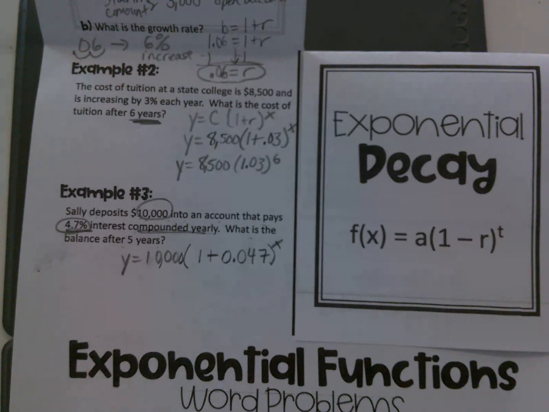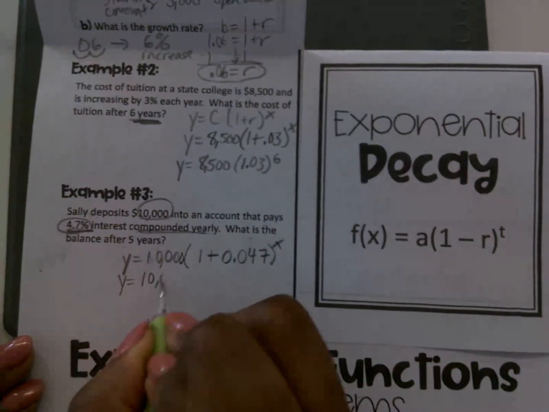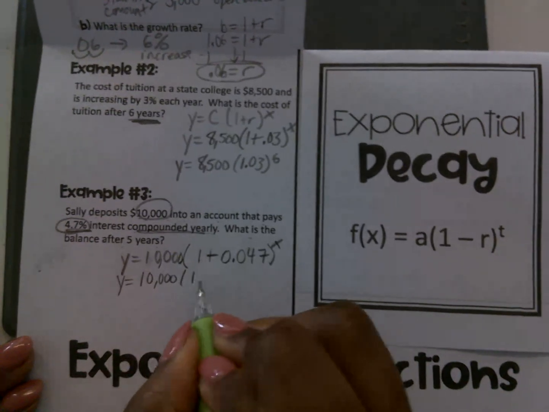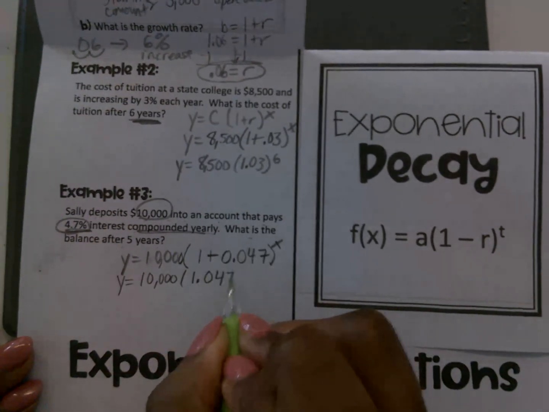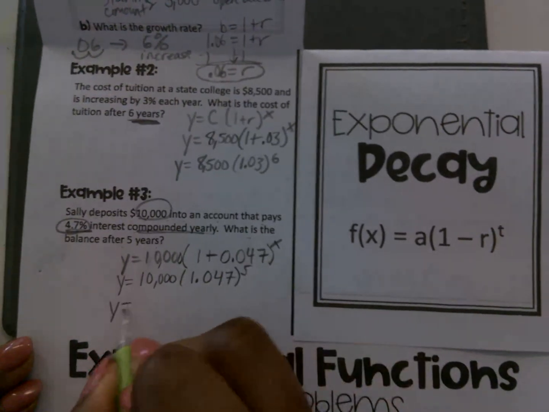Now we're going to answer the question. The question is, what is the balance after 5 years? So what's the total after 5 years? Where are we going to substitute the 5? For the x, because x is x years. Okay, x is always like time, hours, months, years, days, whatever. So we're going to write this as 10,000 times 1.047, and we're going to raise it to the 5th power. We're going to see how much money this is.